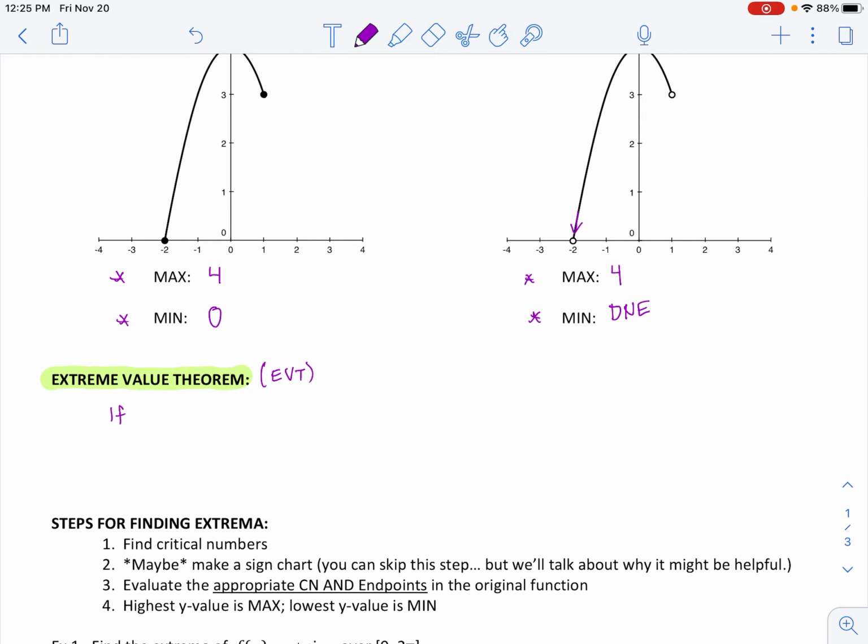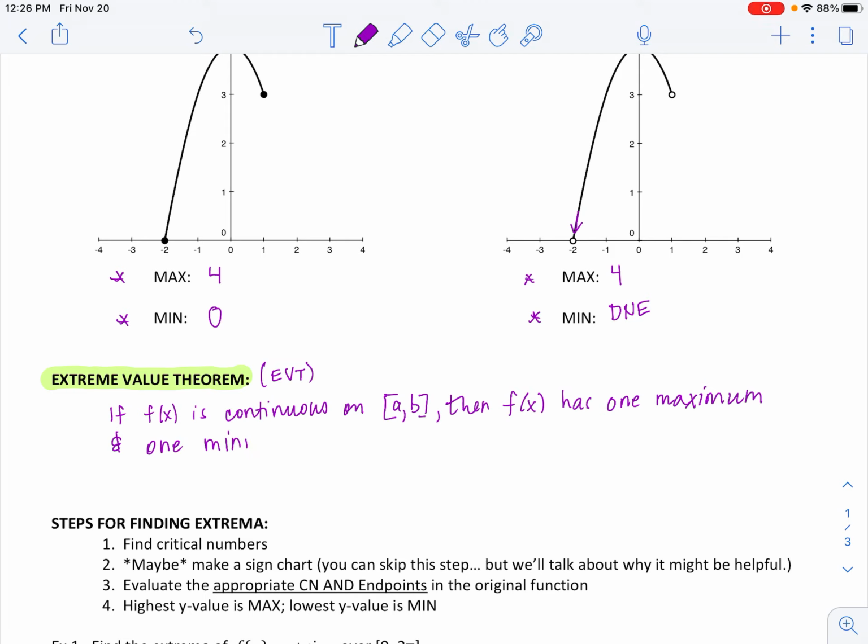It just says if f of x is continuous on a closed interval, okay, brackets, not parentheses, then f of x has one max and one minimum. Okay, so there's nothing about differentiability. It just has to do with the continuity and the closure of the interval itself.